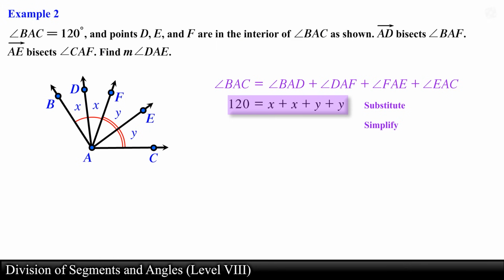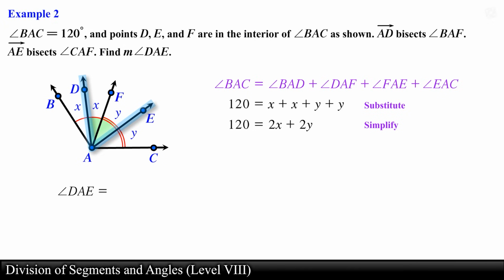Now we can add like terms to simplify the equation. Notice that we have an expression in terms of two variables, x and y. It seems that we need another equation in terms of x and y to solve the system of equations. Before we try to generate another equation, let's find an expression for the measurement of angle DAE in terms of x and y. Notice that angle DAE is equal to the sum of angle DAF and angle FAE, or in terms of our variables, it is equal to x plus y.